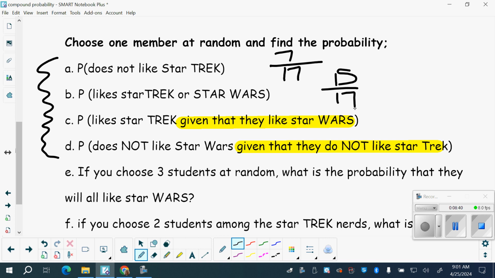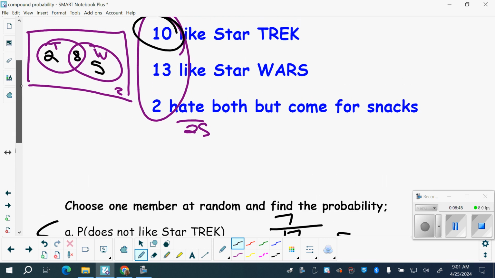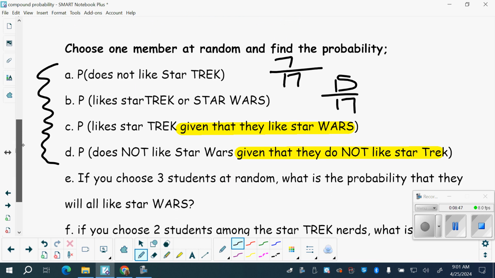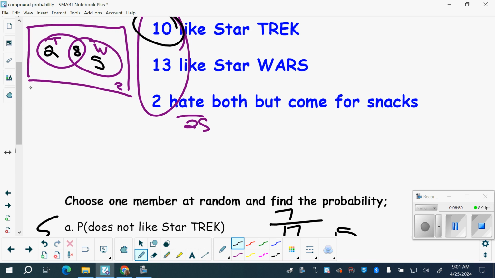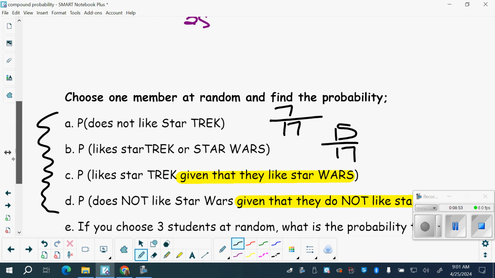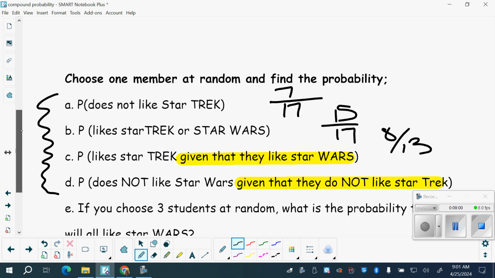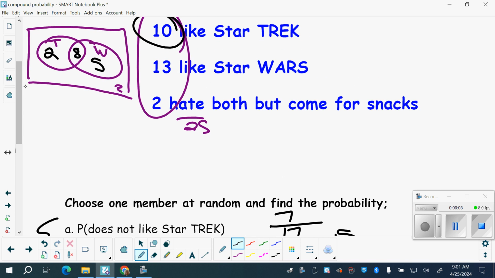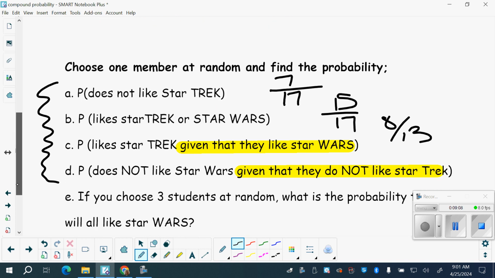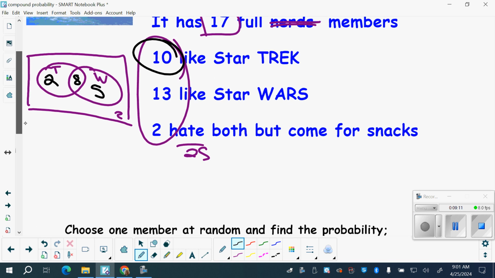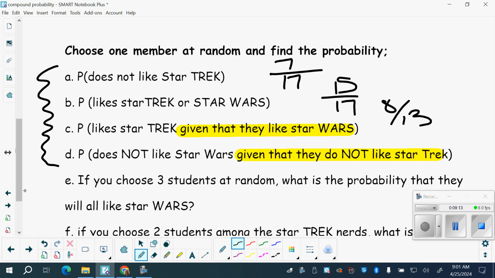Given that they like Star Wars, that means I'm just looking at my Star Wars circle. That's 13 people. I want to know who also likes Star Trek. So 13 is on my bottom, 8 is on the top. So 8 out of 13. And given they do not like Star Trek, we're going to talk about everyone but these guys. So we're talking about these 7 people. Of those 7 people, they don't even like Star Wars. In other words, they're just there for the snacks. So that is going to be 2 out of 7.